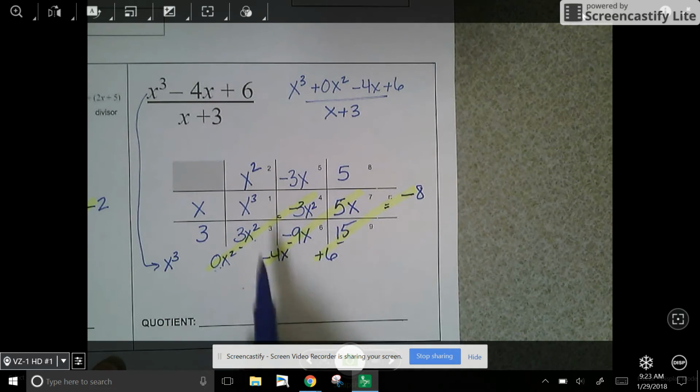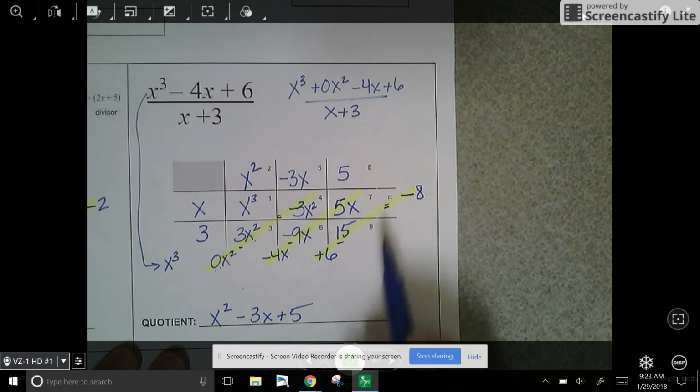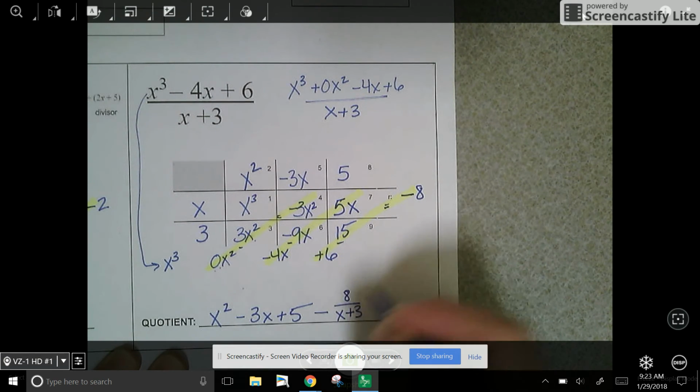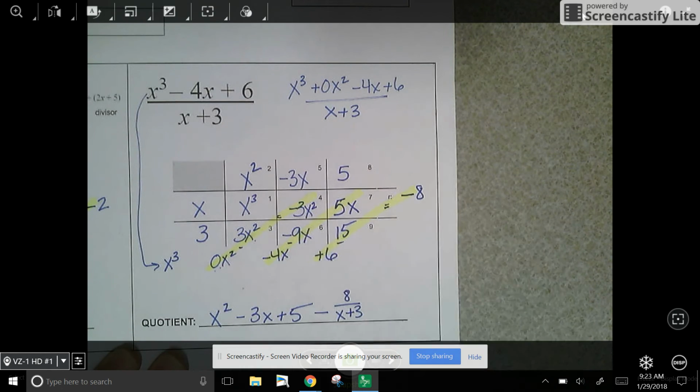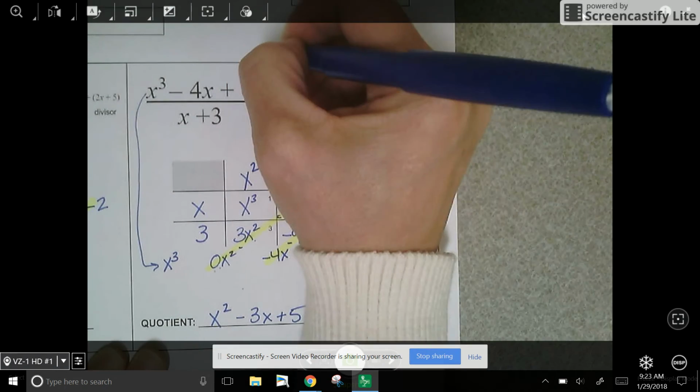So now I'm going to write my quotient, which comes from right here on the quotient line. X squared minus 3x plus 5, and I know it's a plus 5 because it's positive. And then my remainder is negative 8. So I'm just going to put a minus sign for the negative. 8 over x plus 3. I've got my remainder over my divisor. That's another example of division, and this is specifically with a missing term. So let's put a note over here that this problem has a missing term.